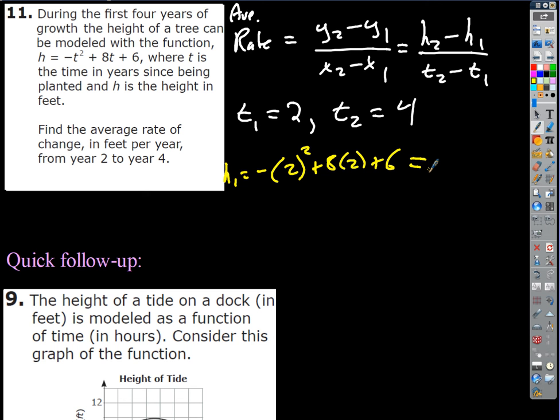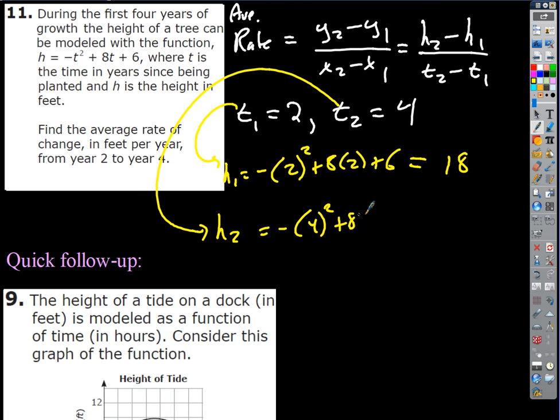18. Okay, you sure? 16? No, I think you're right. 22 minus 4, you're right. 18. Okay, what about h2? h2 is what I'm going to get when I plug t2 into the function. So I'm just going to get negative 4 squared plus 8 times 4 plus 6, and what is that, 22?